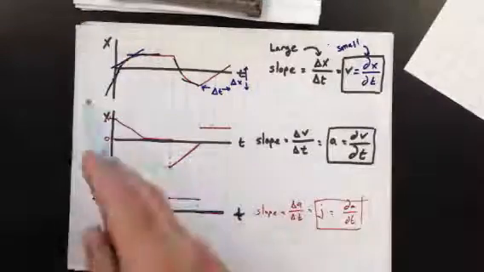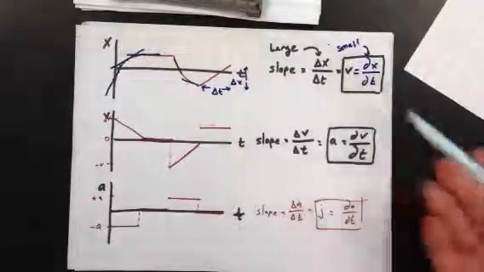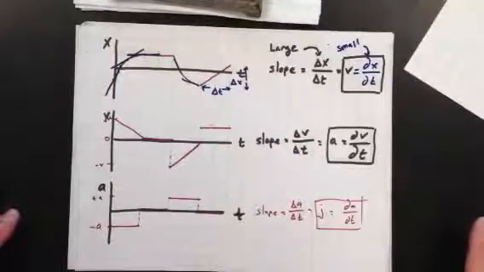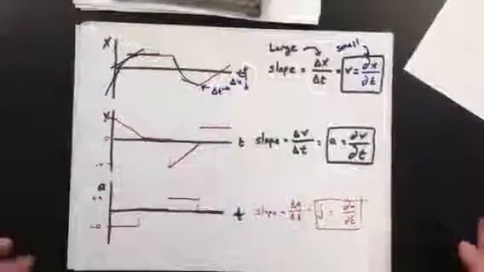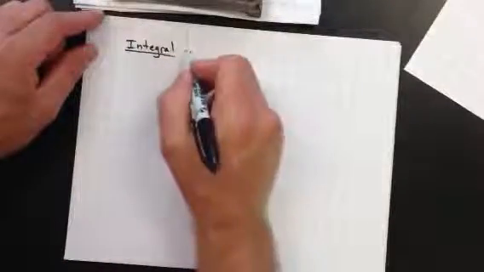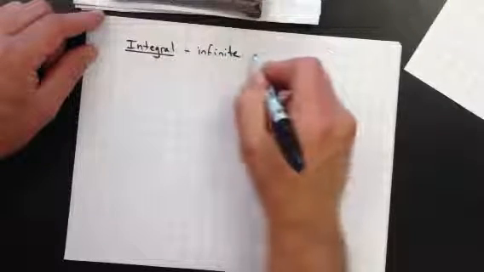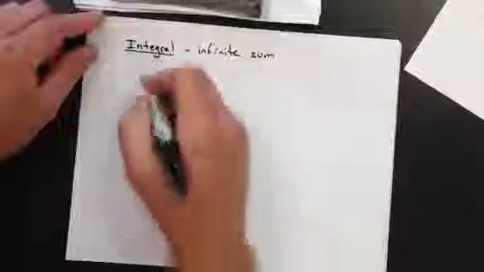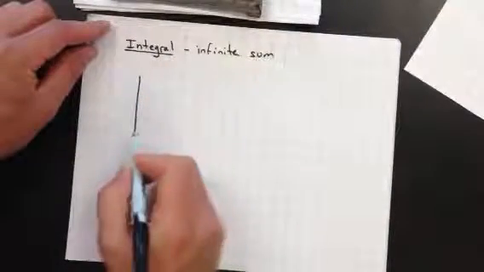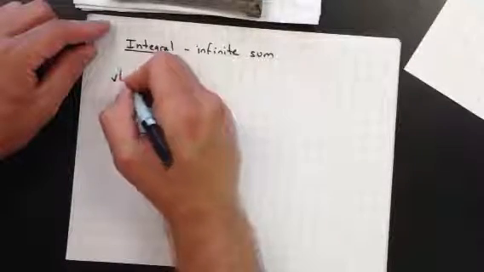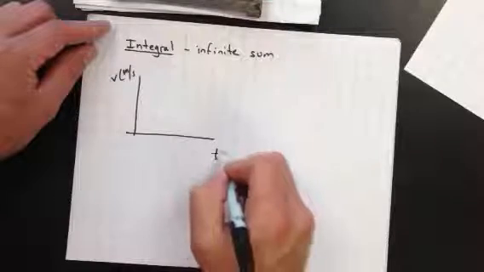Well, for the integral, it's the opposite of the derivative, it's the opposite of division. We're going to multiply the x and y axis to get a value for our integral. So an integral is an infinite sum. We did integrals with value before. Let's look at a very simple velocity as a function of time graph.